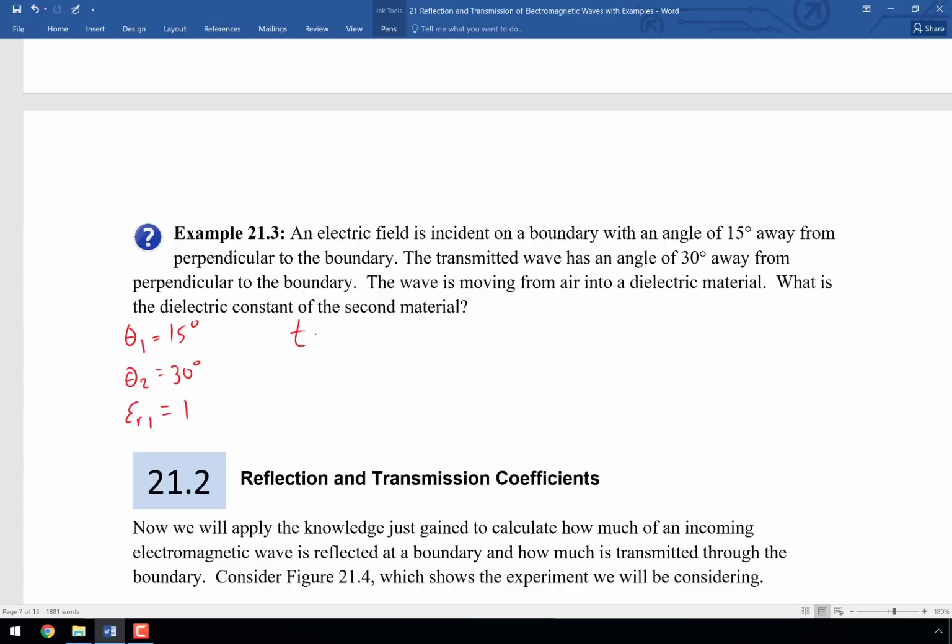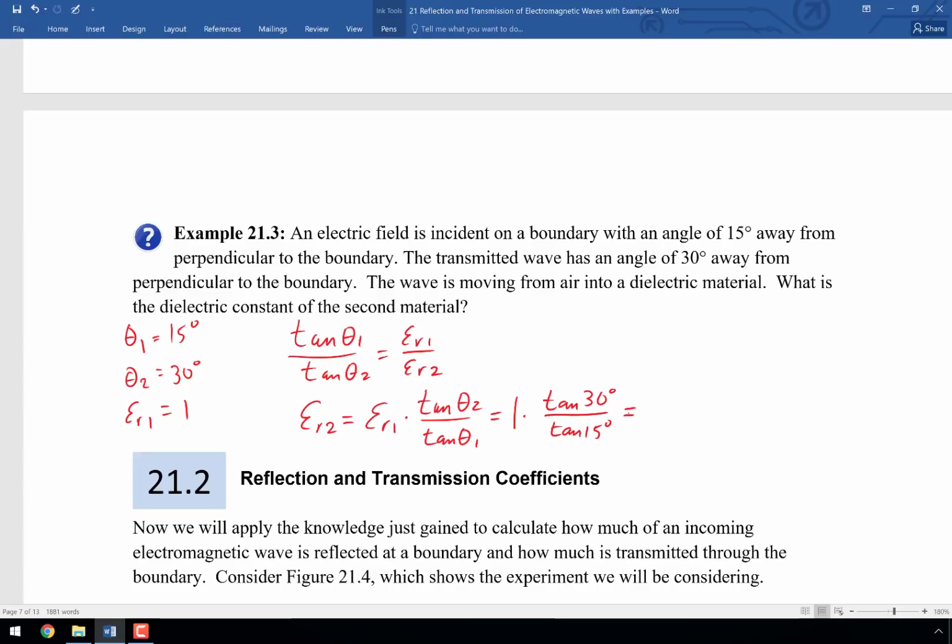So I can say tangent of theta 1 divided by tangent of theta 2 equals epsilon r1 over epsilon r2, or epsilon r2 is equal to epsilon r1 times the tangent of theta 2 divided by the tangent of theta 1. That is 1 times the tangent of 30 degrees divided by the tangent of 15 degrees, which is 2.15. So not as extreme a change, but it's not as extreme a change in epsilon r either.